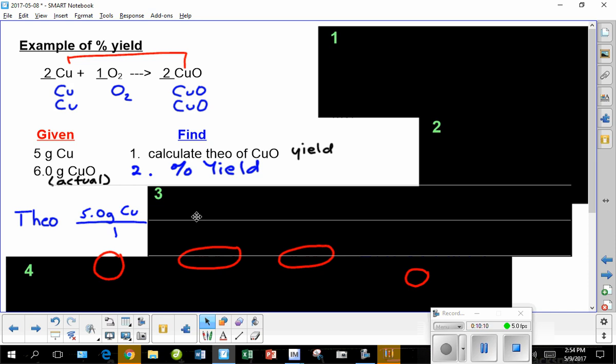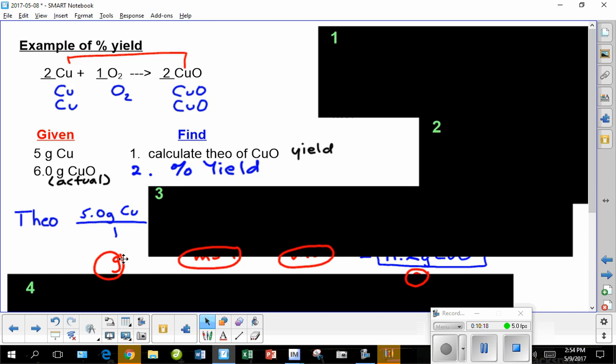Nothing new. This theoretical thing is what you did in last night's homework. Grams to moles to moles to grams. So you see, this is the grams part right here. And to get to the moles, how are we going to do that, Derek? What are we going to use to get us to moles?